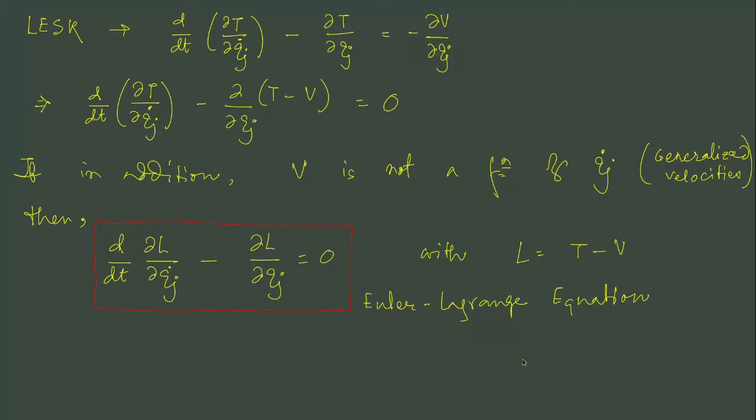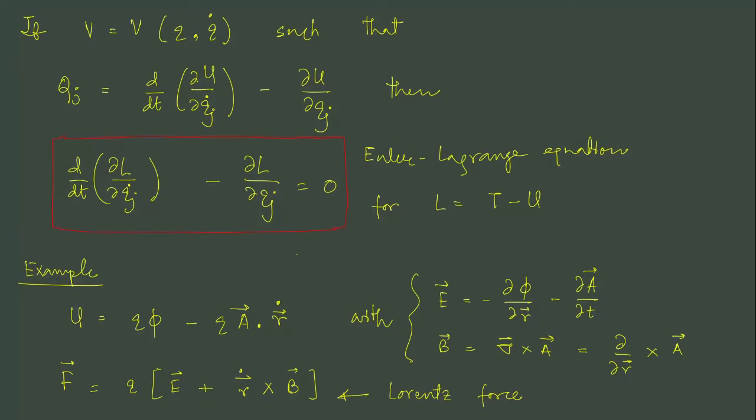Why is it so easy, or why is it so celebrated? Celebrated because now we only need to write down two scalar functions, the kinetic energy and the potential energy. Once we write them down, their derivatives simply give us the equation of motion. We do not have to worry about the constraint forces, nothing.